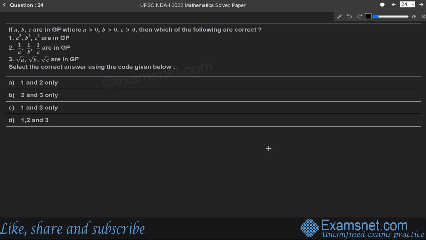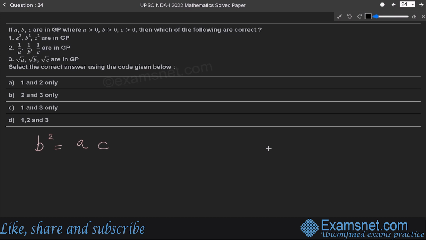Here is a question. If A, B and C are in GP, where A, B and C are greater than 0, then which of the following statements are correct? Since A, B and C are in GP, we can write B square is equal to AC, because if any terms are in GP, then B square is always equal to AC. This type of question basically comes from sequence and series. Now let us move on to the solution of this question.